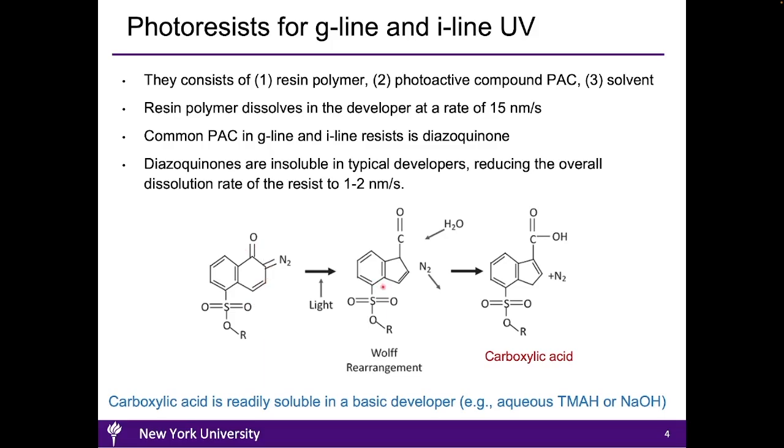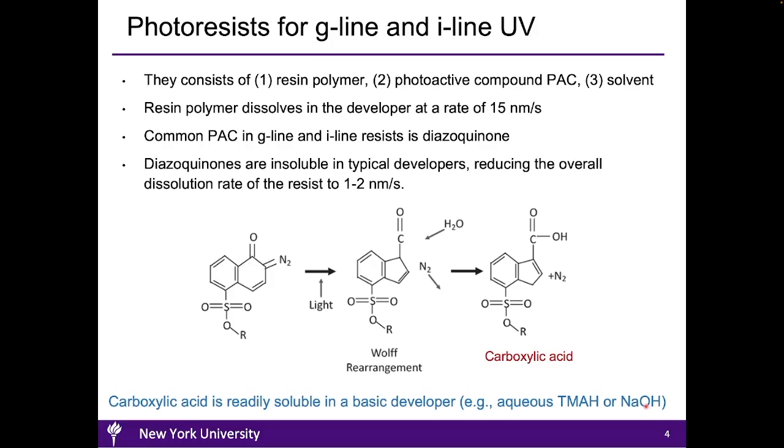This structural chemical change results in the so-called Wolff rearrangement, where a carbon atom leaves the ring structure to stabilize the molecule. Finally, the resulting molecule transforms into carboxylic acid in the presence of water moisture from the room air. The carboxylic acid is readily soluble in a basic developer such as TMAH, KOH, or NaOH. Note that the resin is also readily soluble in this solution.